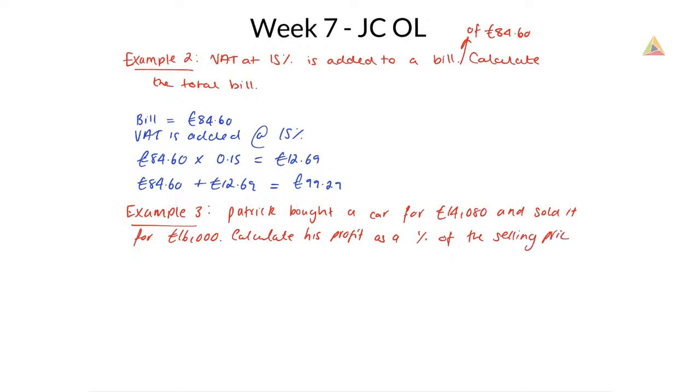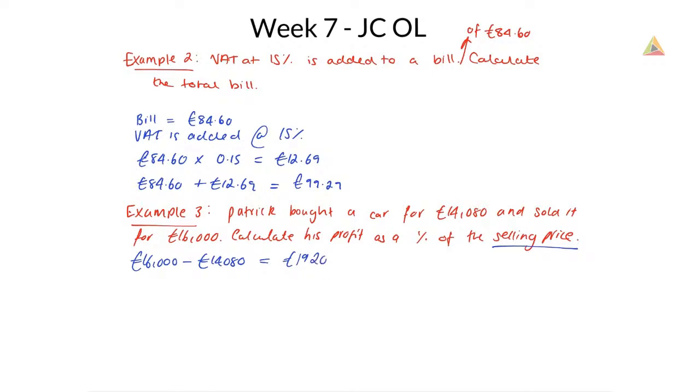Now be careful here because you are being asked to calculate the profit as a percentage of the selling price, okay? So first of all, we need to get the profit in euros. So it's going to be 16,000 take away 14,080 to get the profit in euro. So when you take them away, it's going to be 1,920.